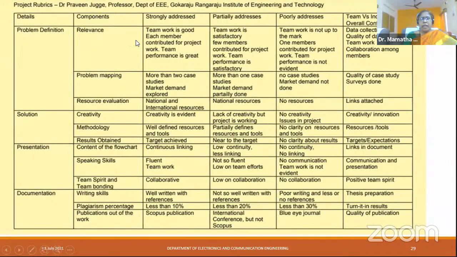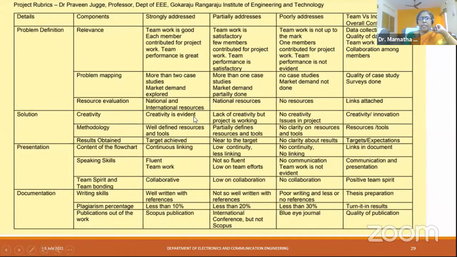So here this is for project. Okay, sir has prepared for project, and he is showing these different characteristics, okay, and different levels. So the characteristics sir is mentioning here are what type of problem they have chosen, what type of solution they are providing, how is their presentation, how is their documentation. These are the wider categories.